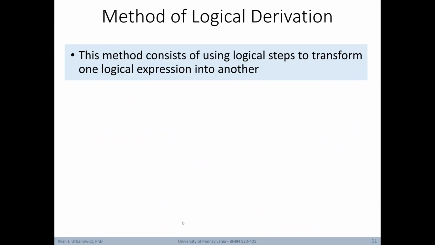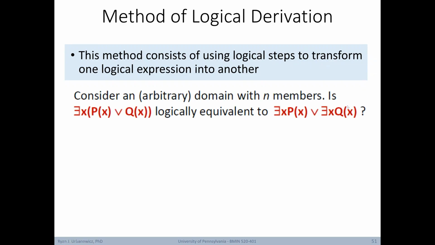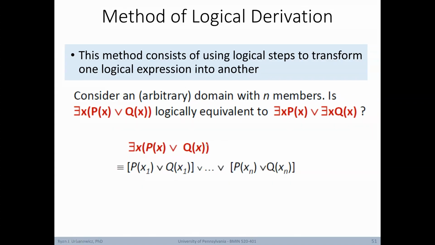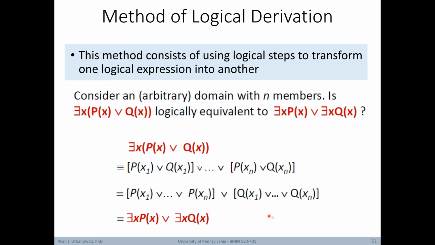Lastly, we have the method of logical derivation. This method consists of using logical steps to transform one logical expression into another. As a really simple example of this, let's start by considering an arbitrary domain with n members. And we'll ask the question, is this formula logically equivalent to this formula? Note that they're pretty similar. Starting with the first formula, recall that we can take an existential quantifier expression and turn it into a set of disjunctions. With a little bit of transformation, we can demonstrate through logical derivation that the one formula is equivalent to the other. This is similar to the equivalence proofs we conducted in propositional logic.